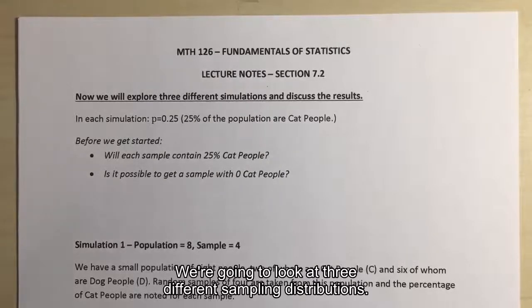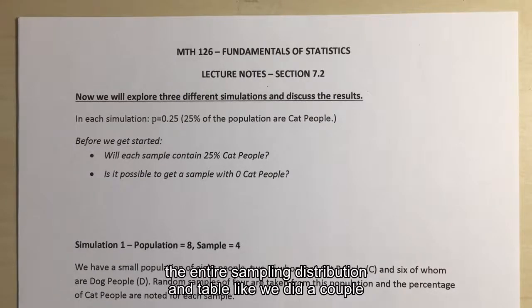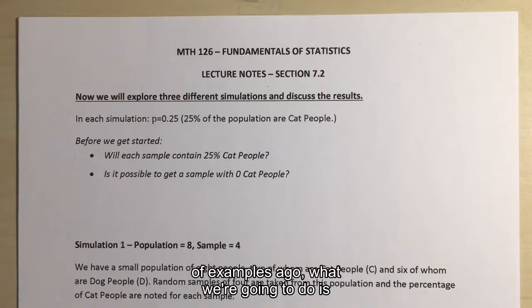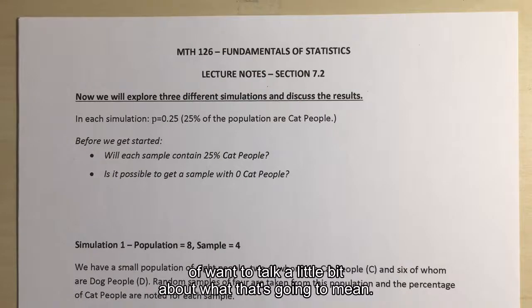All right, so we're going to look at 3 different sampling distributions. And as we're doing this, instead of working through the entire sampling distribution and table like we did a couple of examples ago, we're just going to talk about this in general. Technology has been used to generate these results, and we just want to talk a little bit about what that's going to mean.